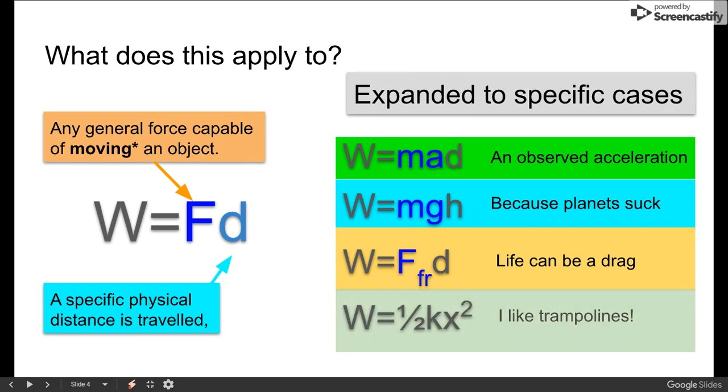And finally, who doesn't like trampolines? Of course we want to study springs. Springs lead us to trampolines, towel snapping somebody, springs in the eye, bows and arrows. So these are all just four specific cases of this one.